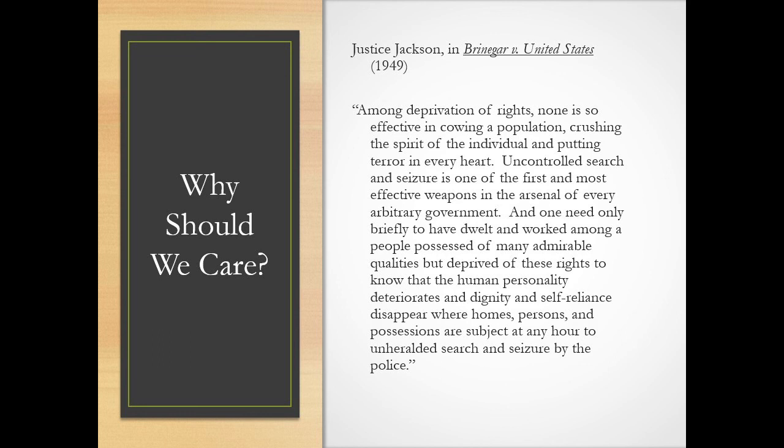So what we're talking about really is the right to privacy and the right of being secure in your home and your possessions against the power of an arbitrary government. Remember, anti-federalists, that's what this is all about.